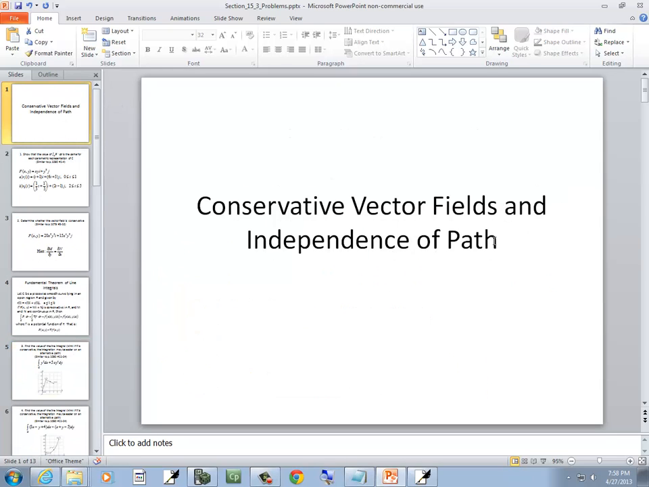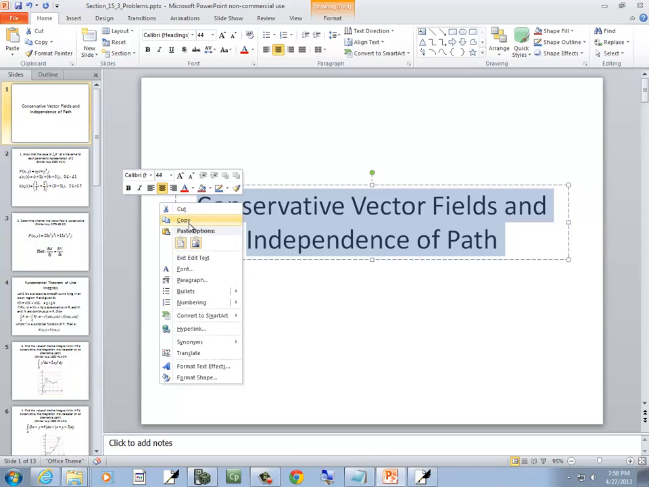And that covers conservative vector fields and independence of path. So I'm going to go ahead and save this movie.